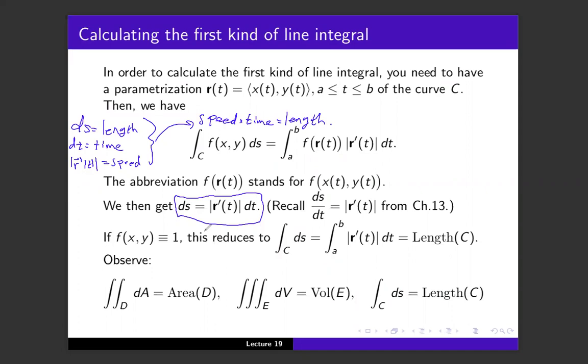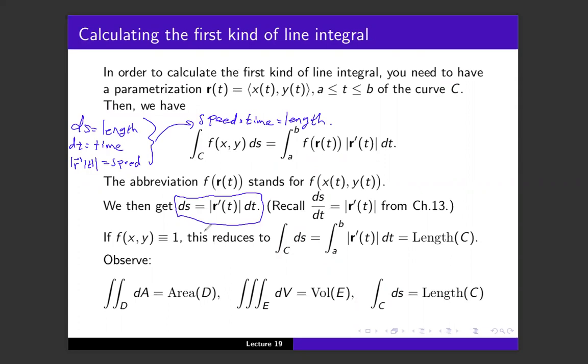Remember, back in chapter 15, we said that the double integral of the constant function 1 over D is the area of D. If you take the triple integral over E of the constant function 1, that's the volume of E. Whenever you take the double, triple, or single line integral over your domain, and your integrand is just 1, that's going to give you the total size, whatever the appropriate size measurement is: area, volume, length, whatever. That's the total size of this object.